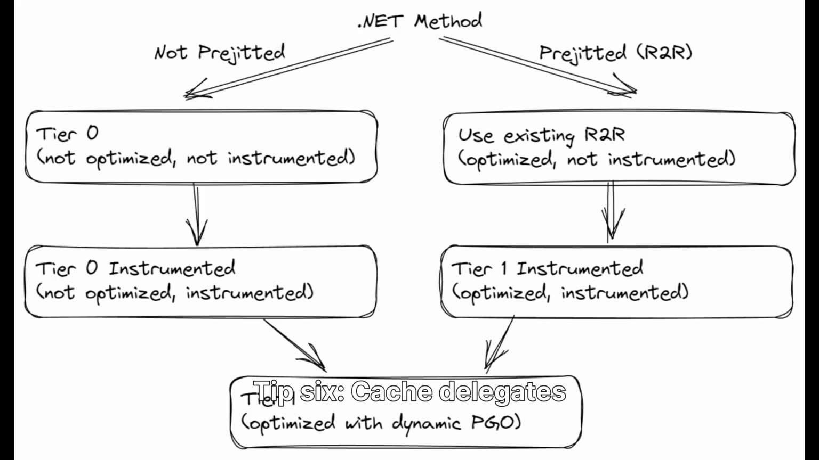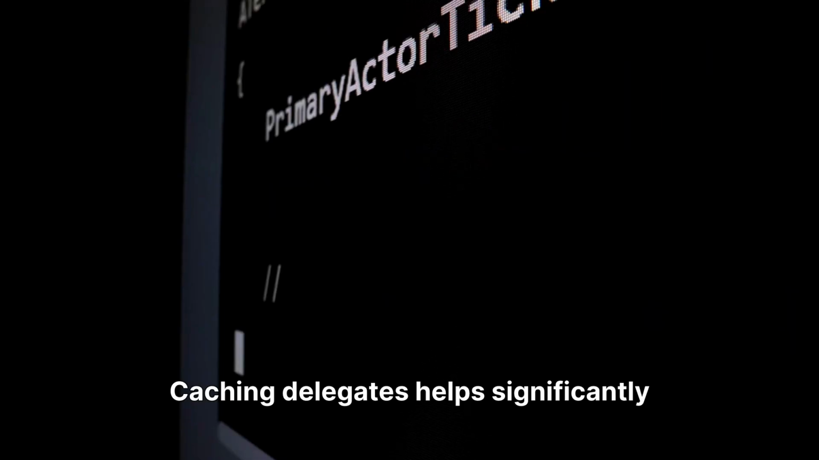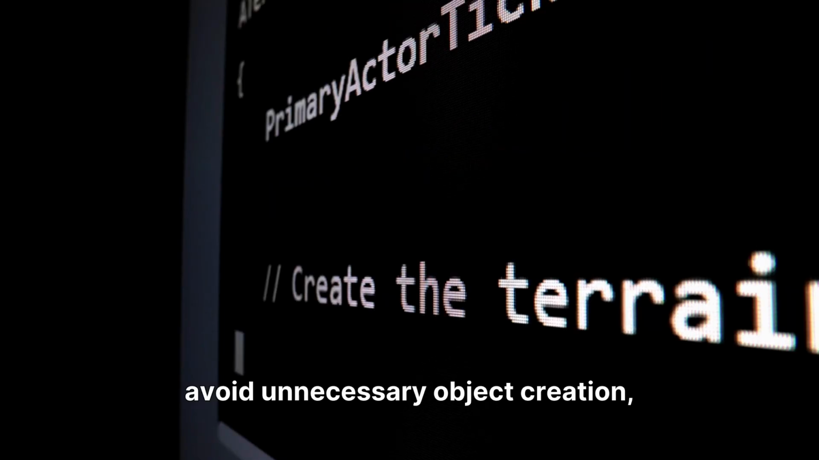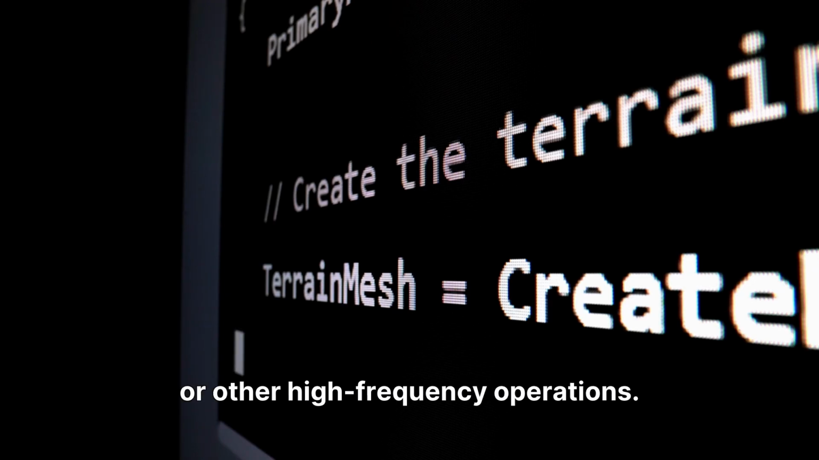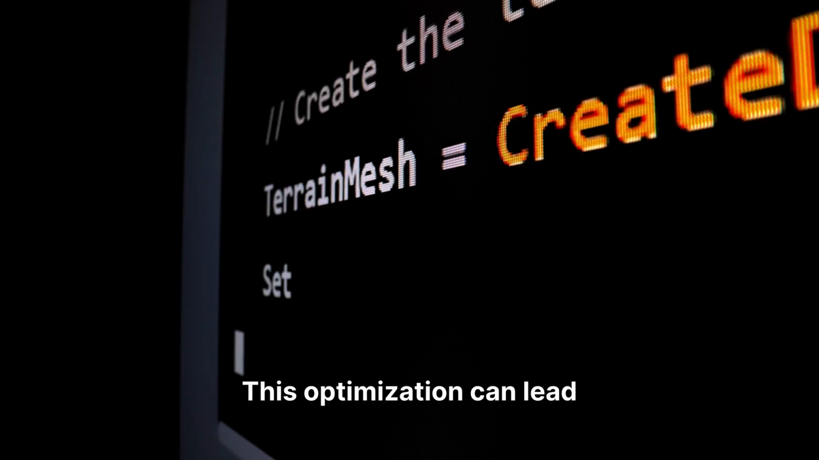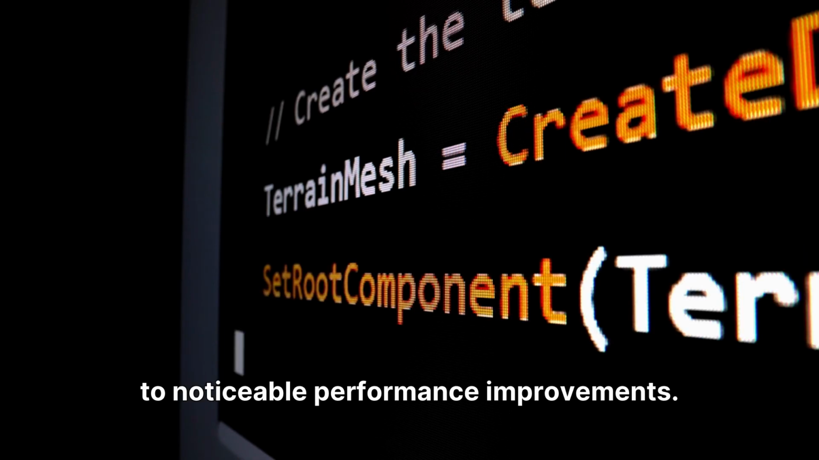Tip 6. Cache delegates for optimal performance, particularly in performance-critical sections of your code. Reusing delegate instances avoids the overhead of creating new objects repeatedly, leading to more efficient execution. Caching delegates helps significantly avoid unnecessary object creation, especially when delegates are frequently created inside loops or other high-frequency operations. This optimization can lead to noticeable performance improvements.